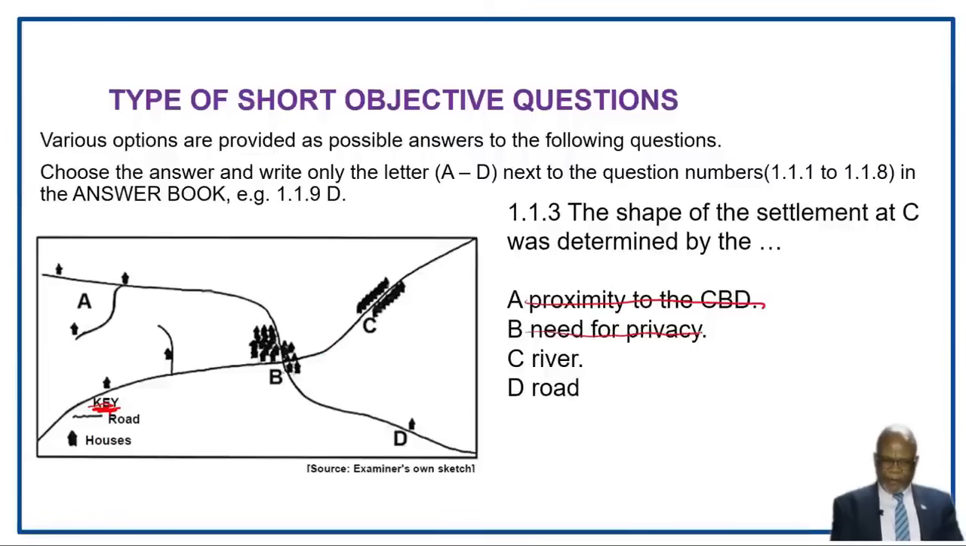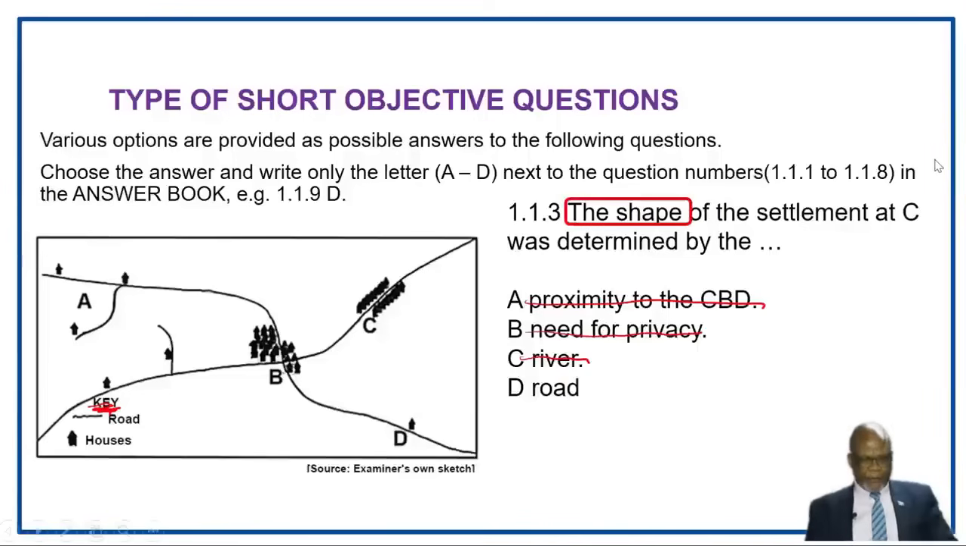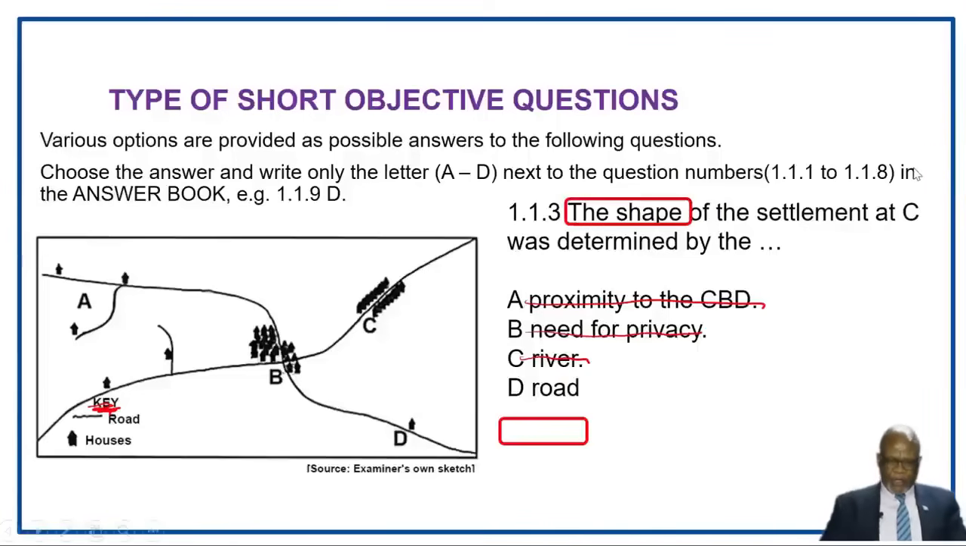Need for privacy will not indicate any shape. And then, is this a river? So you cancel the river out. So this is a road. So your answer is straightforward there. The shape there is influenced by the road.